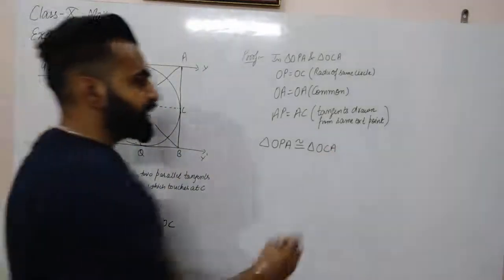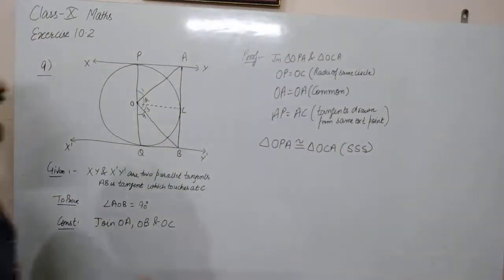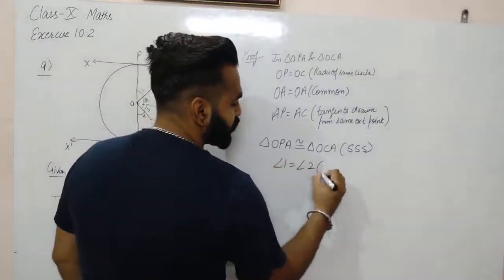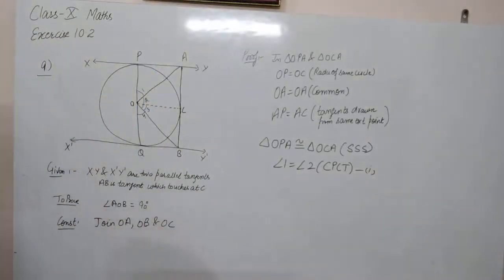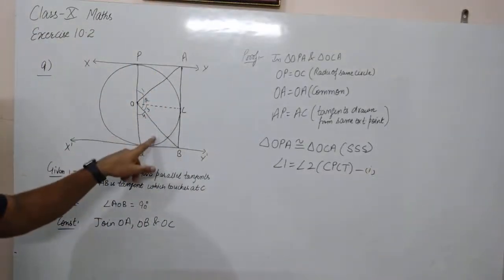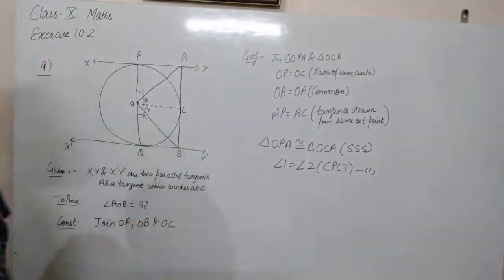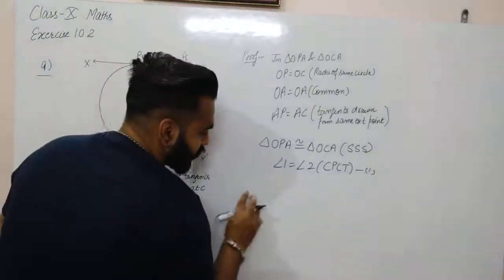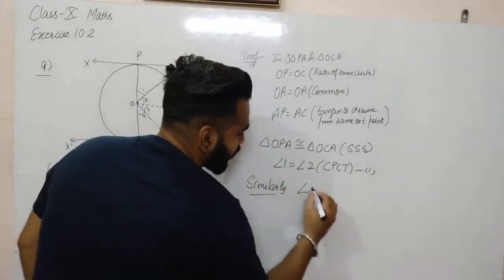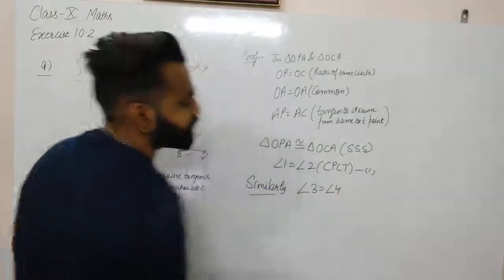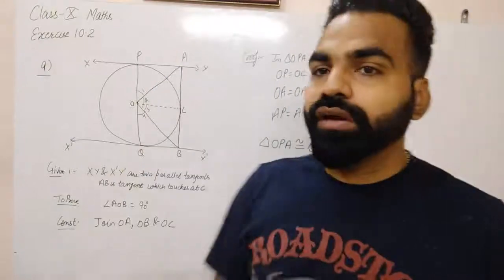Clear? And what is the rule for this? SSS rule. Now from here we can say that angle 1 is equal to angle 2 by CPCT. Let us say this is equation number 1. Similarly, for these two triangles we can prove that angle 3 is equal to angle 4 by doing the same process, so we don't need to prove it again. By the same proof for these two triangles, angle 3 will be equal to angle 4.